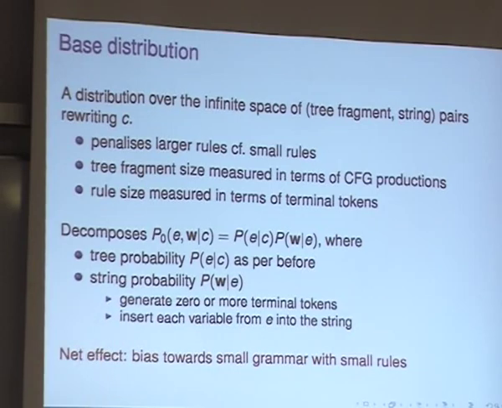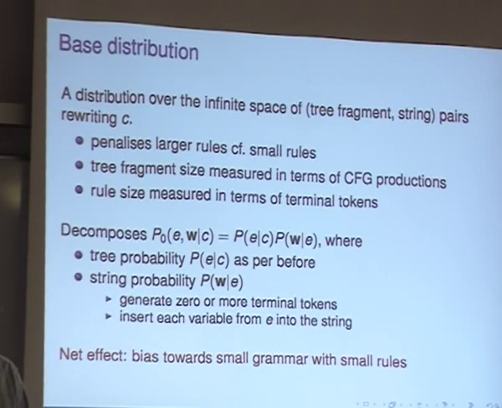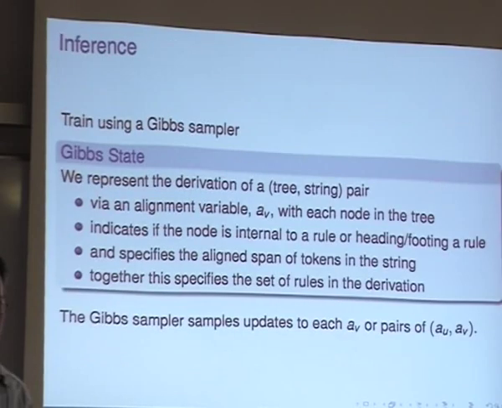The net effect is a bias towards small grammar rules, because the number of operations you're going to need in your probabilistic formulation is going to get bigger and bigger and bigger as you get larger rules. Okay, so we train it using a Gibbs Sampler as before.